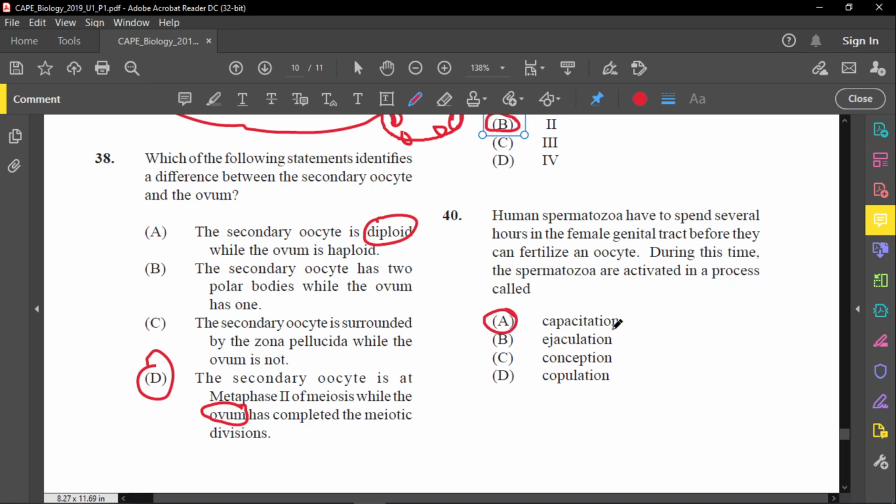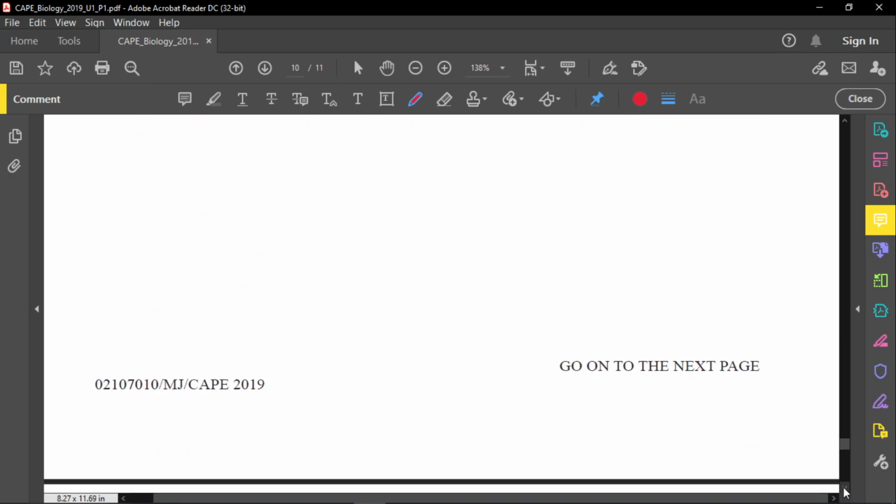Ejaculation is the release of sperm from the male penis. So it cannot be, as noticed here, spending several hours ejaculating inside the female genital tract. That's not even making sense. So ejaculation is not true. Conception is after fertilization takes place, that means the egg is being fertilized and implanted. And copulation is the act of the male and female going together to reproduce. So by process of elimination, definitely A is the correct answer. All right, 5 more questions to go. Can you believe it? Let's run through these 5 questions real quick.